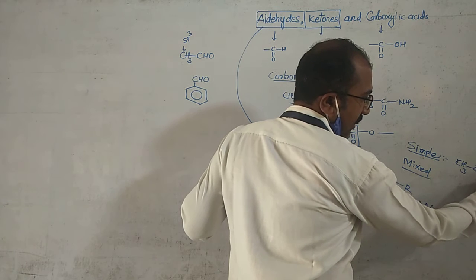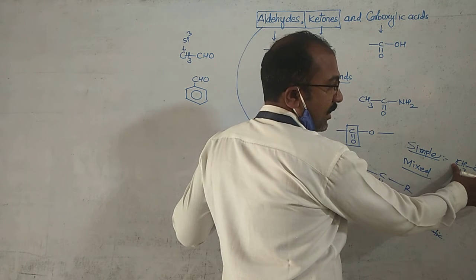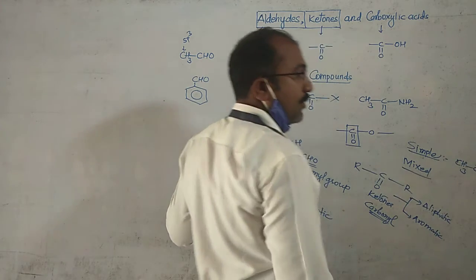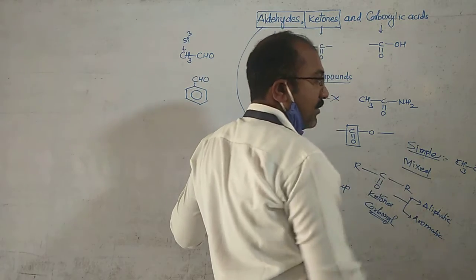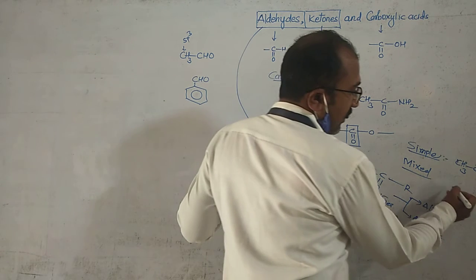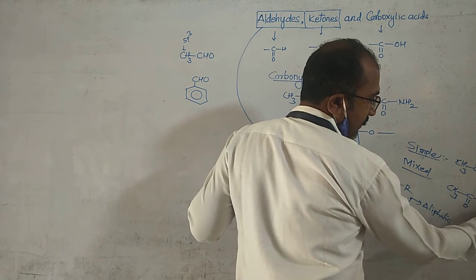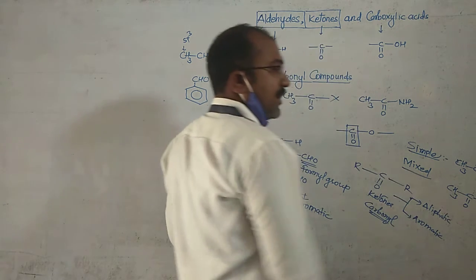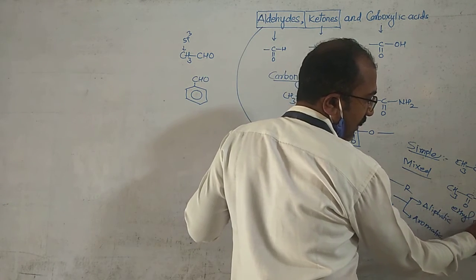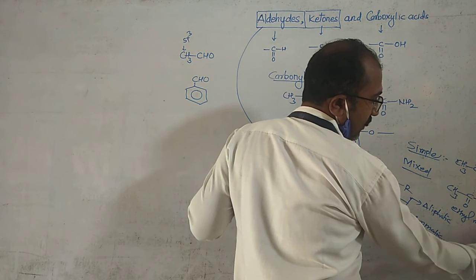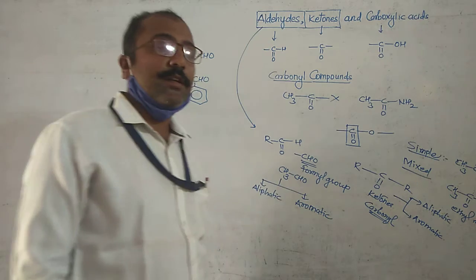For example, dimethyl ketone. Here the methyl group, the same alkyl group, is attached to the carbonyl carbon. Therefore, acetone or dimethyl ketone is an example of a simple ketone. If different alkyl groups are attached to the carbonyl carbon in a ketone, then such ketones are called mixed ketones. For example, ethyl methyl ketone. Here two different alkyl groups are attached to the carbonyl carbon. Therefore, ethyl methyl ketone is an example of a mixed ketone.